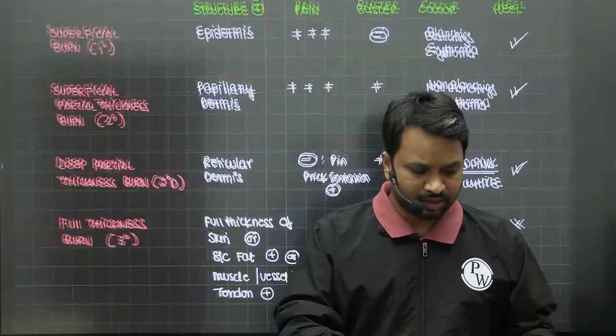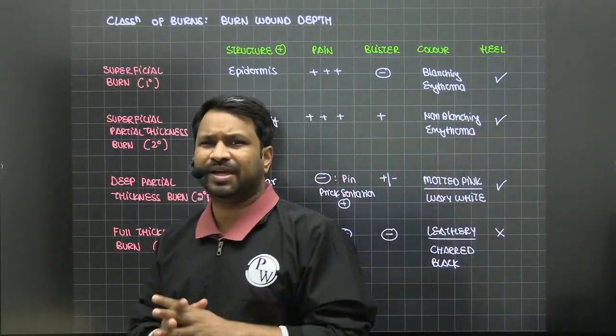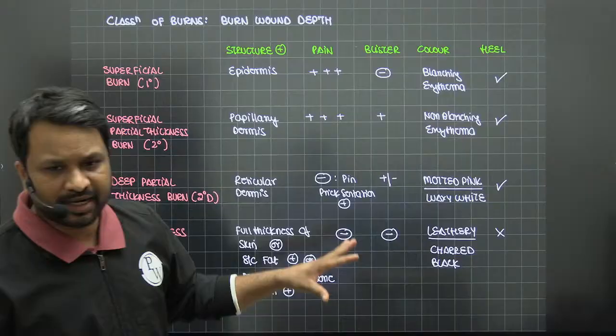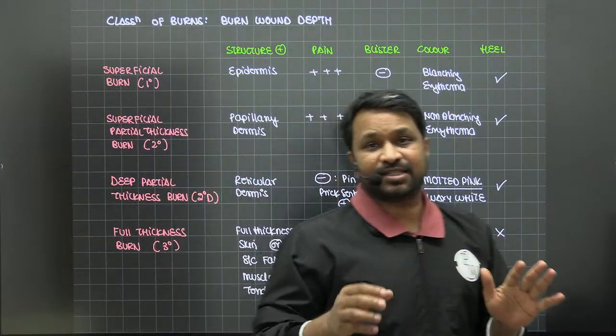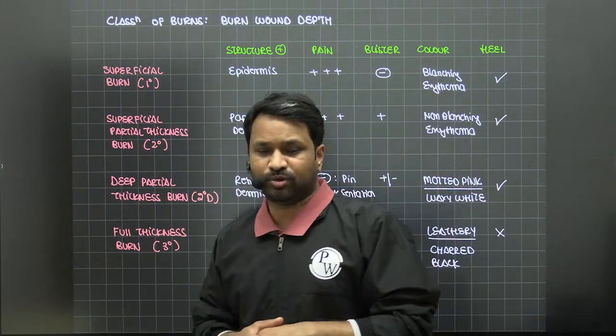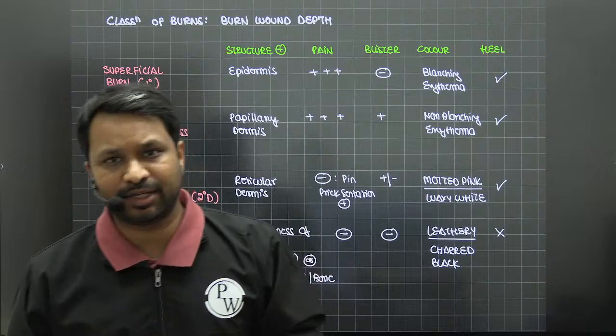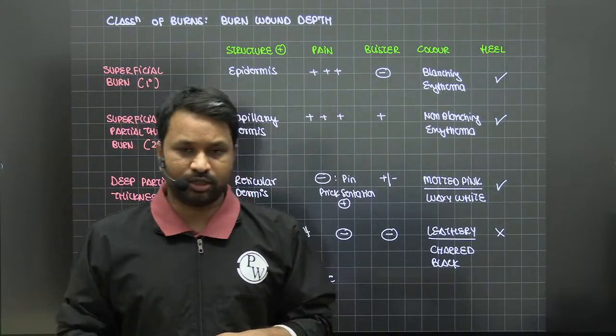कल हमने बात की थी in terms of the burns. How do you classify based upon the burn wound depth? What are the criteria that you look into? कैसे पता चलेगा कि are you looking at a superficial burn that is a first degree, second degree superficial, second degree deep, or a third degree burn?